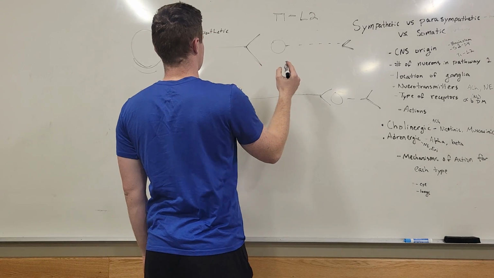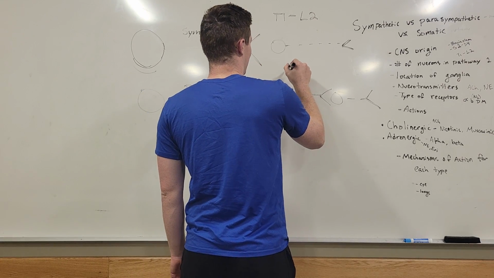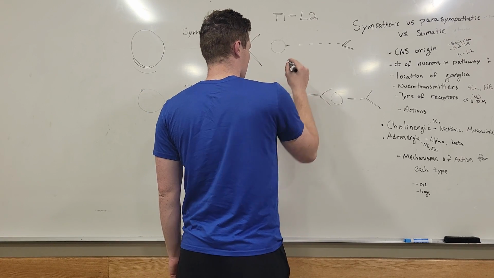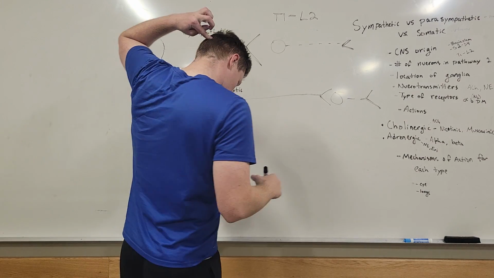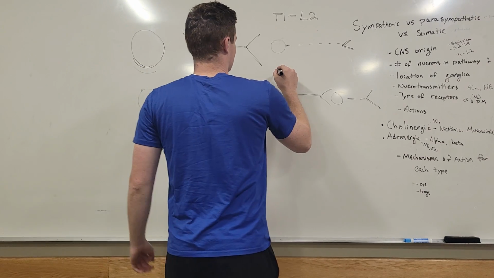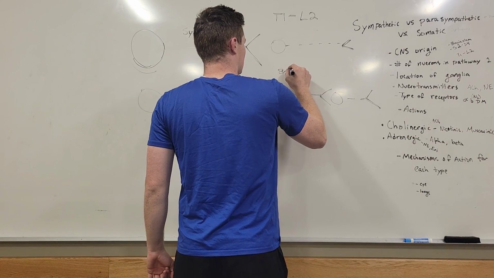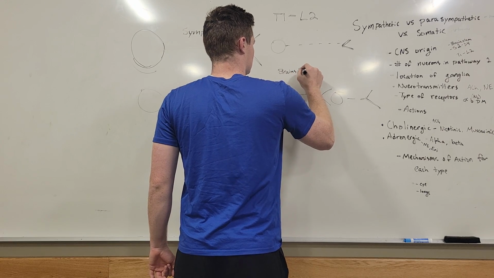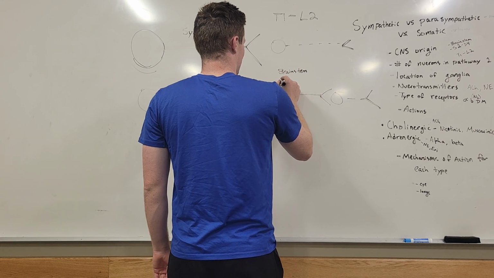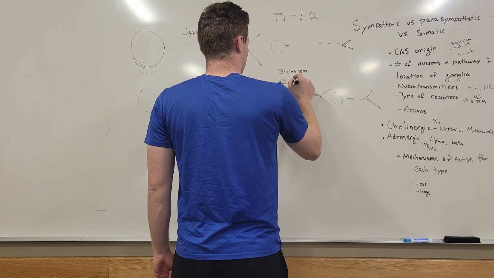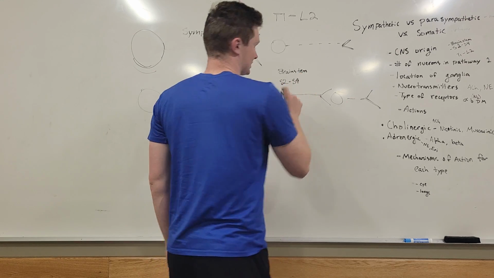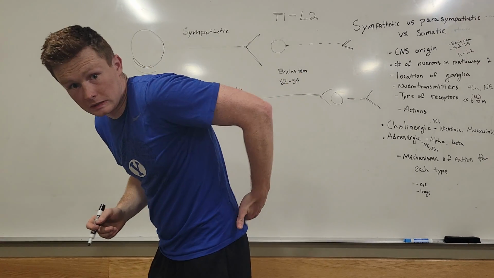And then the parasympathetic, we're doing the brainstem, so right up here on the brainstem, and then S2 to S4. That's on the sacrum, down here, if you can see it.